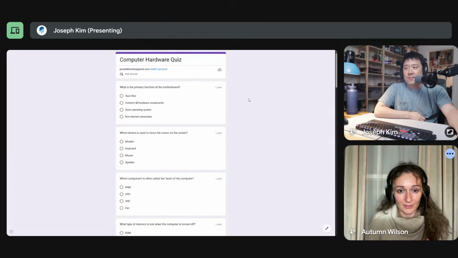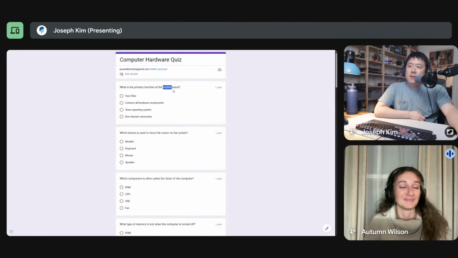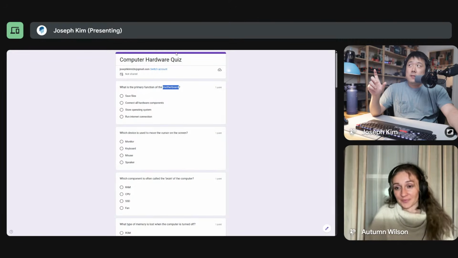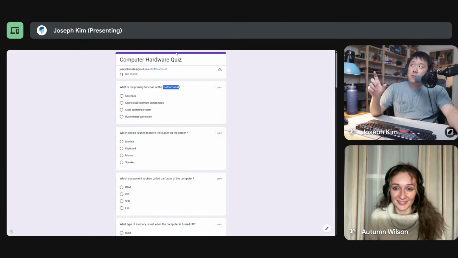First thing that comes to mind is possibly to store the operating system. Okay, that would be incorrect. The motherboard is also often called the main board, so motherboard and main board are kind of interchangeable terms.